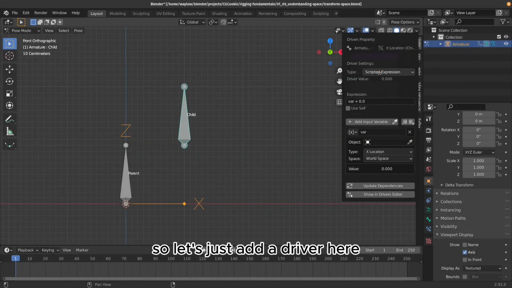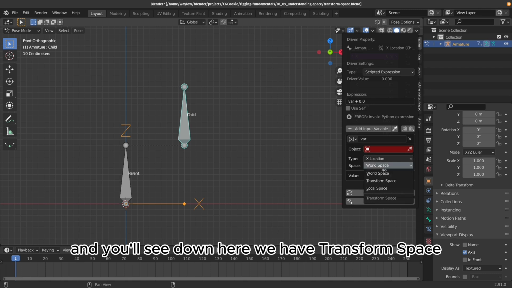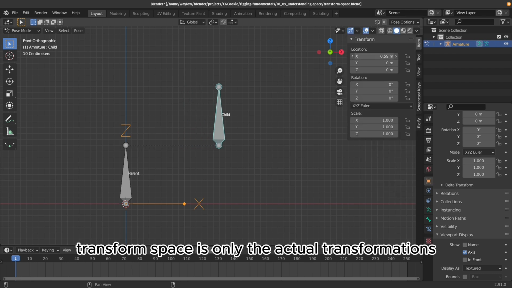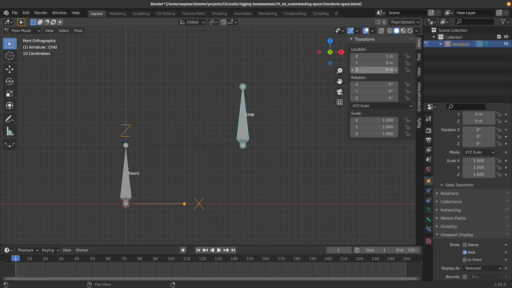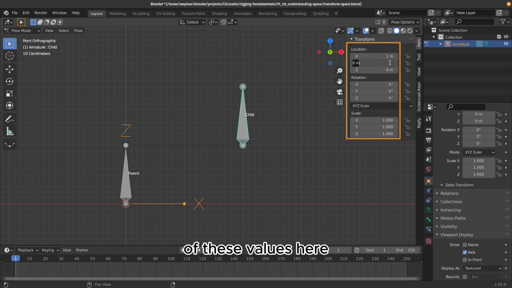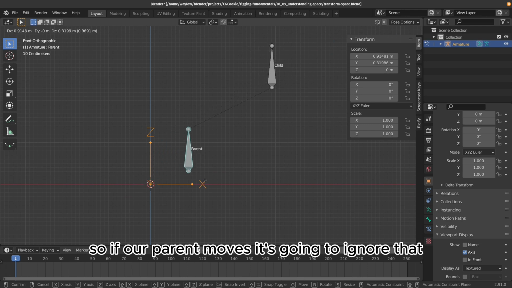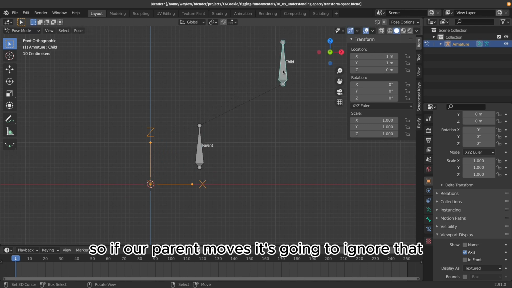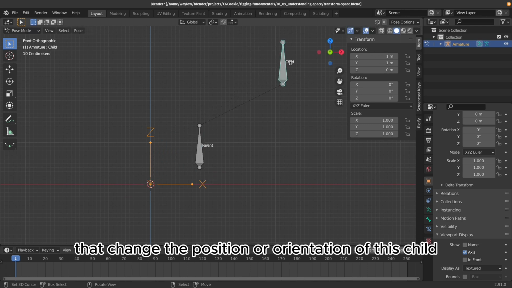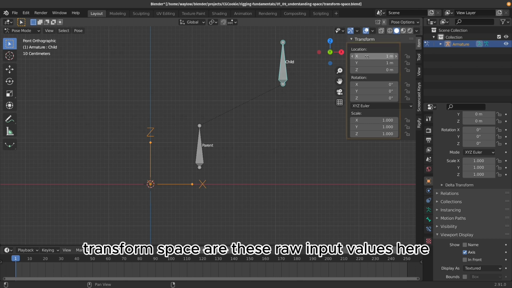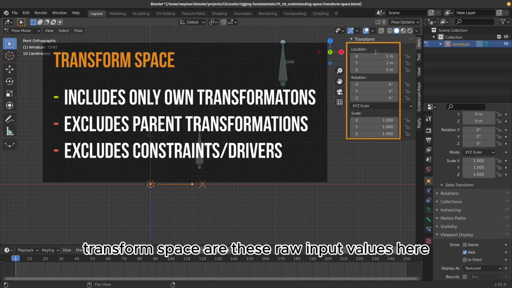So let's just add a driver here, and you'll see down here we have transform space. So what is transform space? So basically transform space is only the actual transformations of these values here. It is going to ignore any parenting, so if our parent moves, it's going to ignore that. If there's any constraints or drivers that change the position or orientation of this child, it's going to ignore that as well. So basically, transform space are these raw input values here.